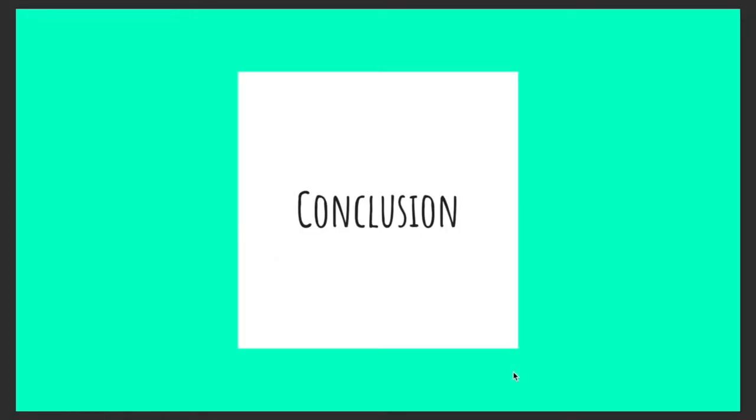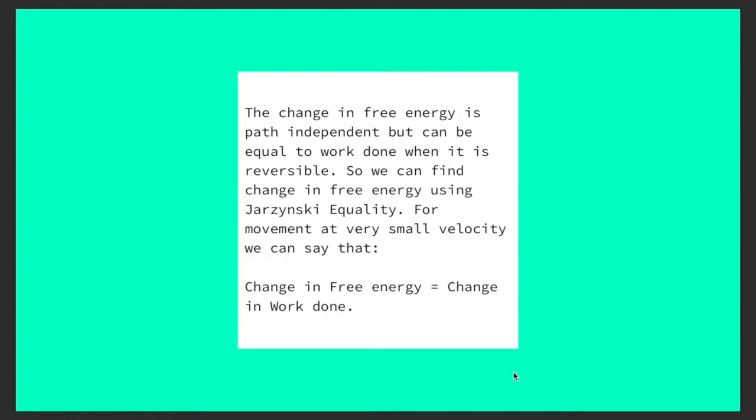So finally, coming to the conclusion, the change in free energy is path independent but can be equal to the work done when the process is reversible. So we can find the change in free energy using the Jarzynski equality. For movement at very small velocity, we can say that the change in free energy is equal to the work done.